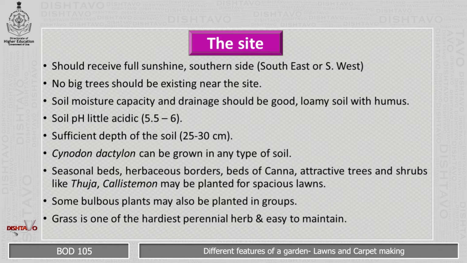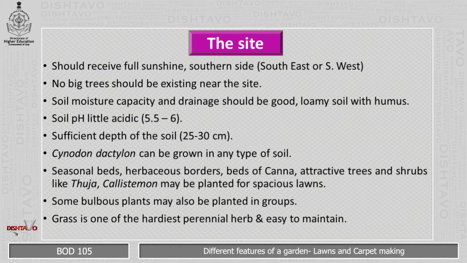The site: the lawn should receive full sunshine and it should be towards the southern side, that is the southeast or southwest side. No big trees should be existing near the site. The soil moisture capacity and drainage should be good, loamy soil with humus, and the soil pH should be a little acidic, from 5.5 to 6. The sufficient depth of the soil should be around 25 to 30 centimeters.